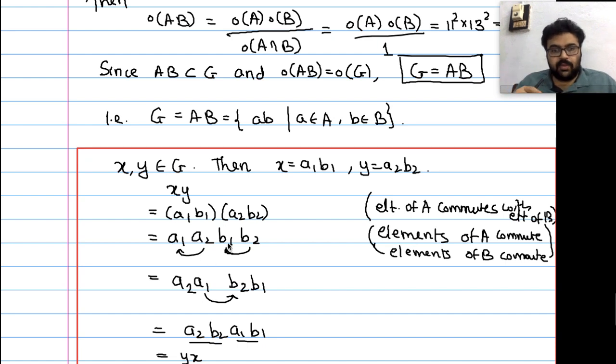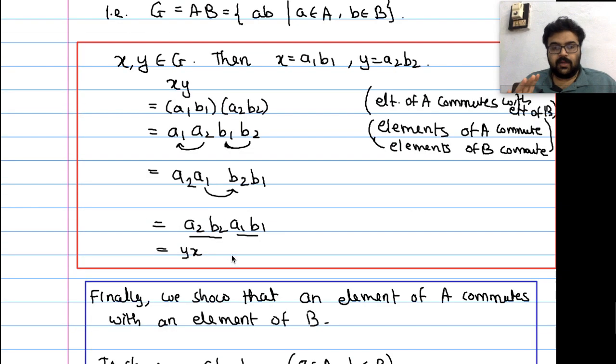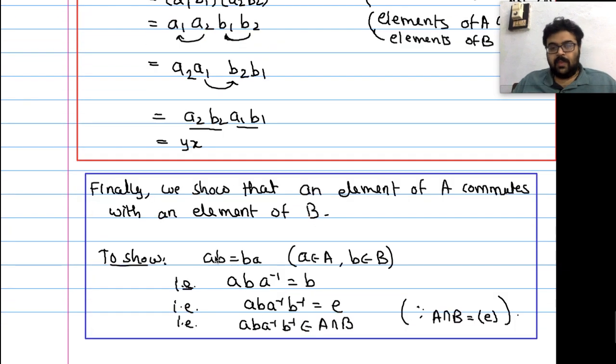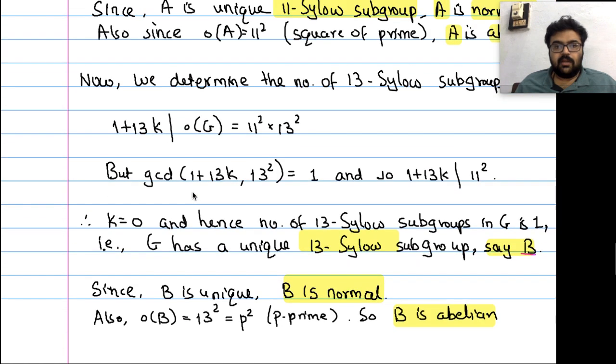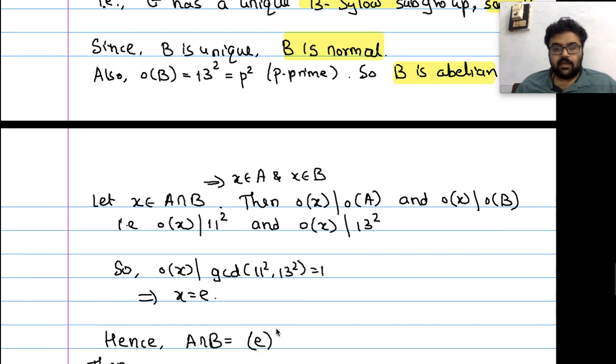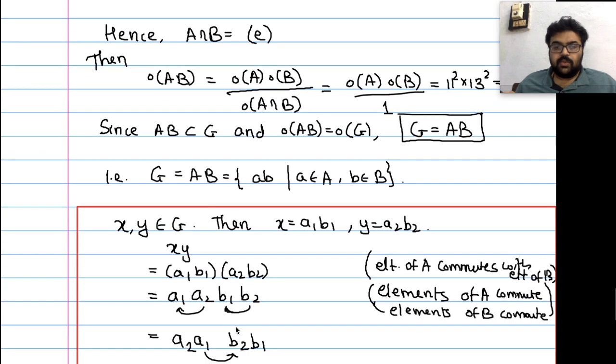What more we are using is that an element of A and an element of B commute. So this is what we want: if I take a in A and b in B, then I should have ab equals ba. That means I should have aba inverse b inverse equals e. If I show that aba inverse b inverse is in A intersection B, because A intersection B is already identity, since they are different prime powers, then I am done.